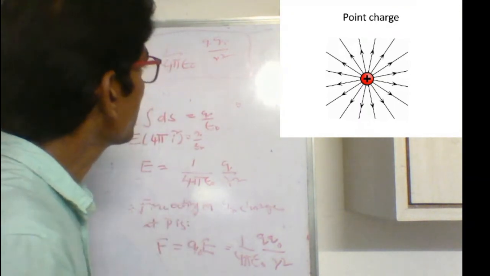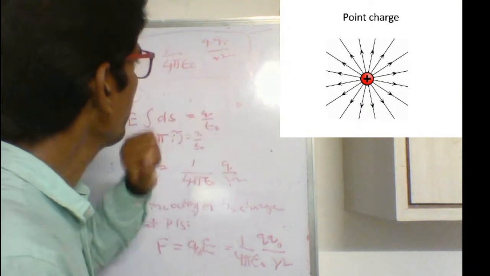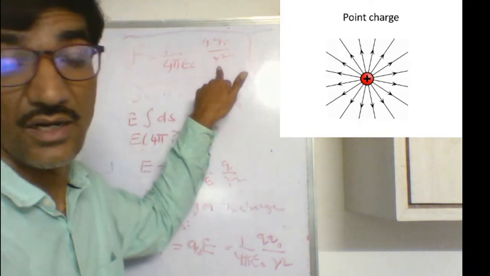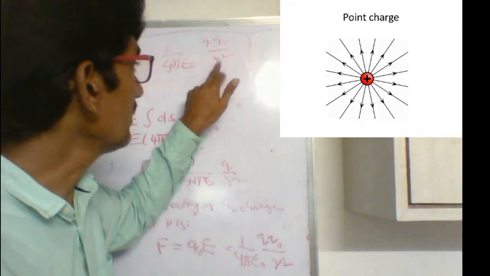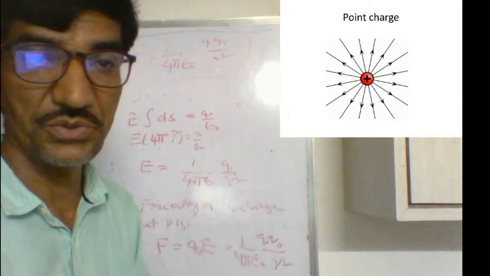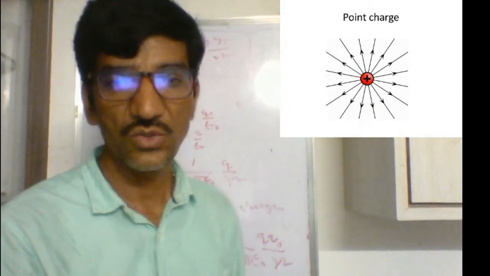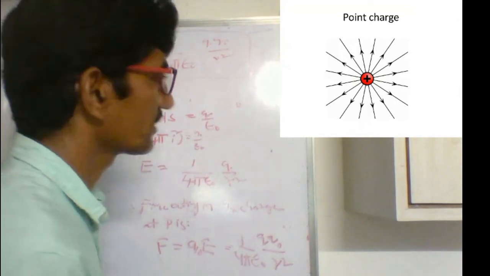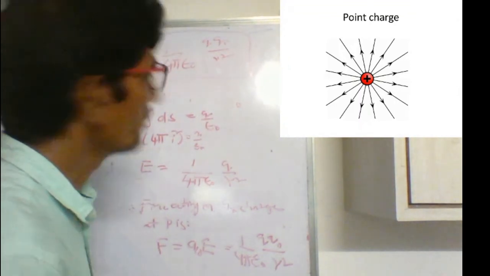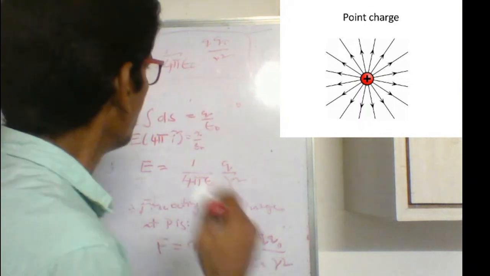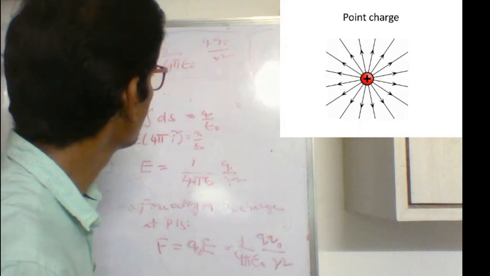If you are exactly placing that Q naught charge at P, then the radius of the Gaussian sphere will be the distance between these two charges. This is Coulomb's law of electrostatics derived from the Gauss law of electrostatics. Let us stop with this for today.